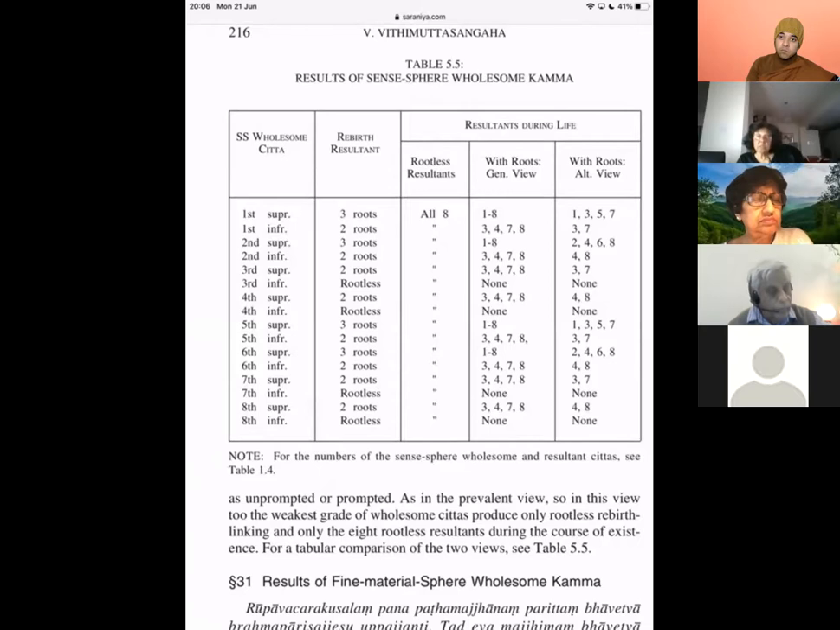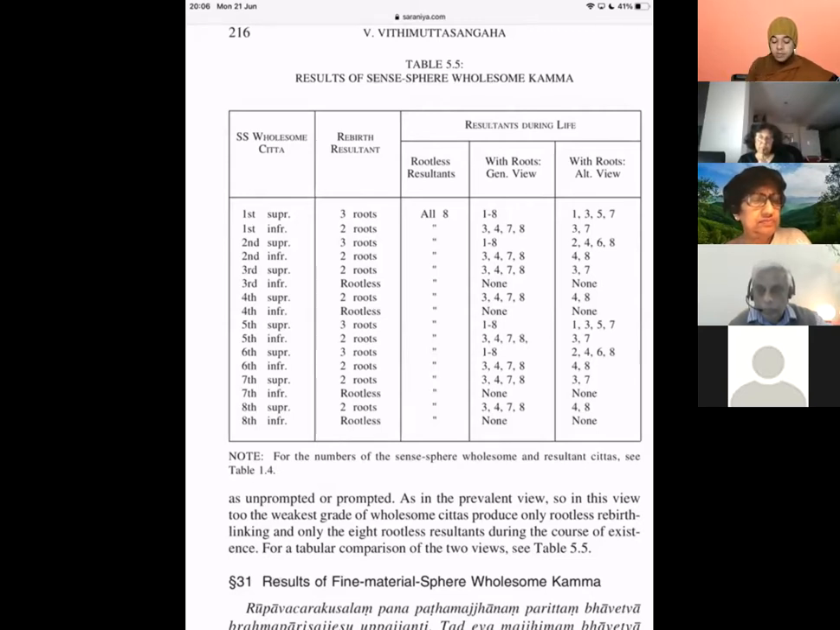Two-rooted. Bhante, it is the same chitta. It's the same chitta. Yes, yes. It's the same chitta, but then can give resultant in two different ways. That's right. Yeah. The same chitta.